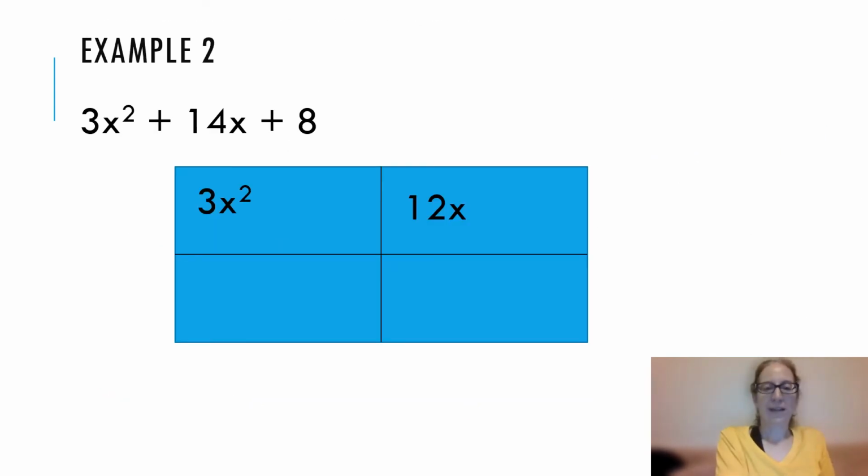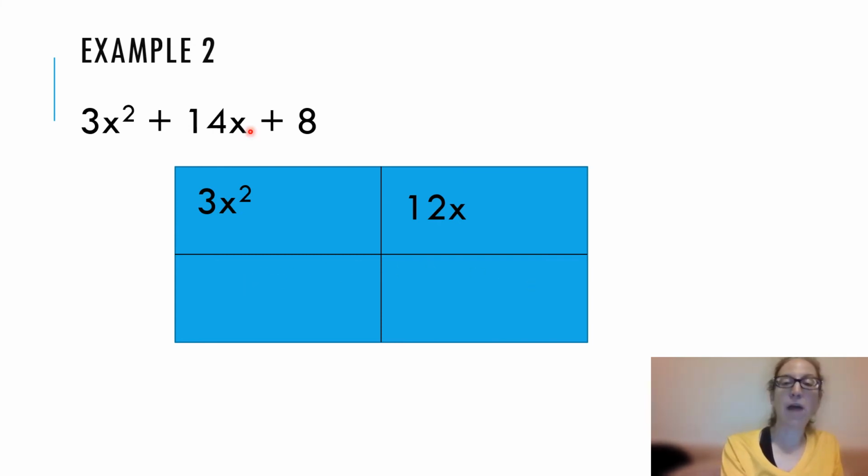All right, so this time we're given the top two boxes, and we know the area. We know the area of the whole rectangle is 3x squared plus 14x plus 8. And what we're looking for is what's going to go across the top and down the side. Now, to do that, we have to figure out what goes in the other box.